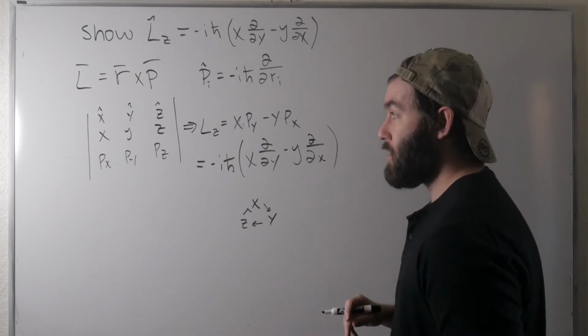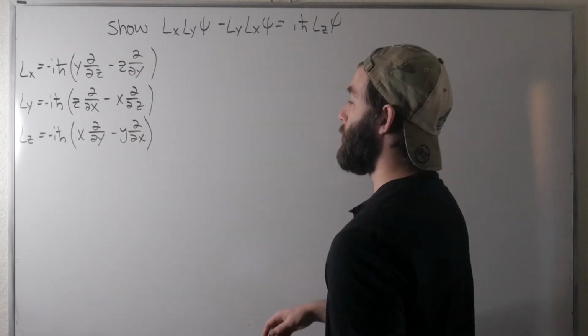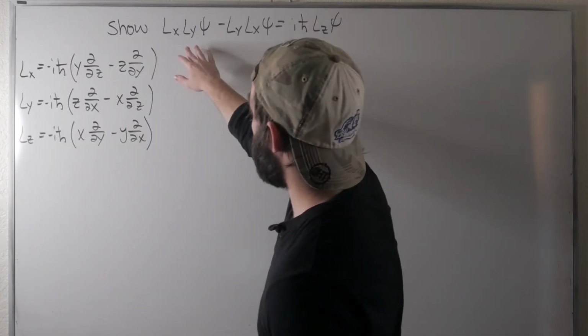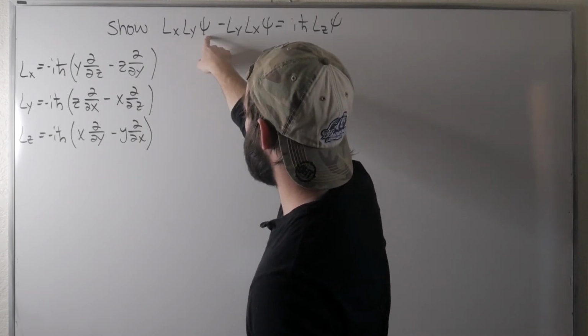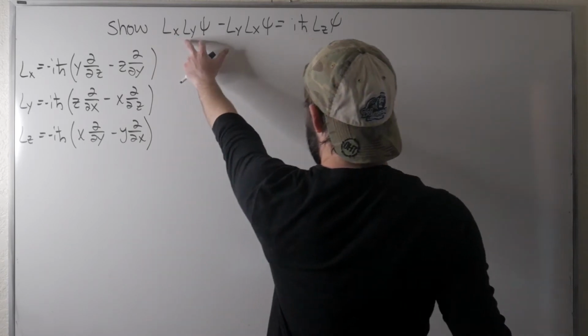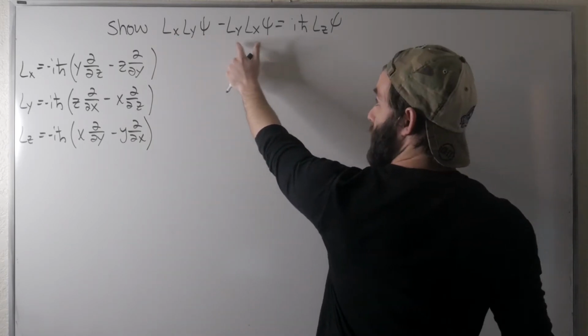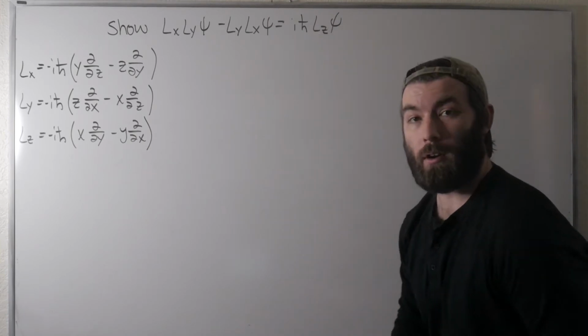Problem 2 is going to be much more involved, so let's go ahead and erase this and get started. So for this problem I've just started, we're going to be showing that if we act on the wave function with Ly and then on Lx, and subtract from that if we act with Lx first and then Ly, we get i h bar times the z component of angular momentum.